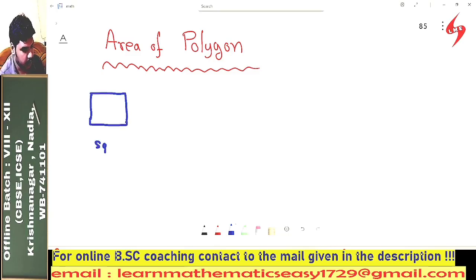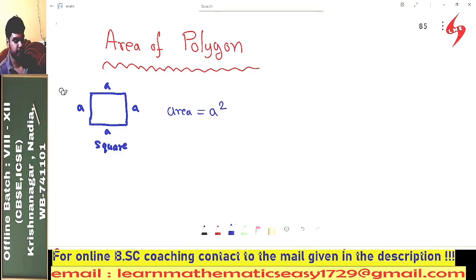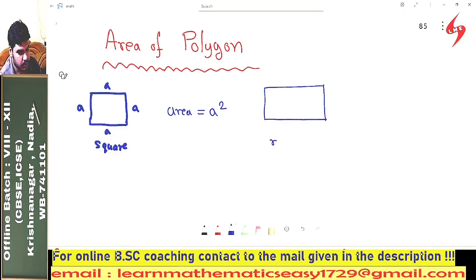this is a square and each side is a, then its area is a square, right? Now this is a rectangle with length a and breadth b, then the area is a cross b.